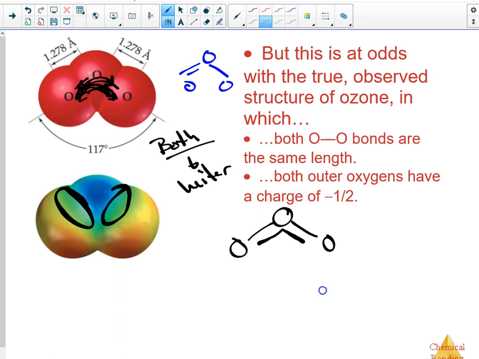But this is at odds with the true observed structure of ozone, in which both O to O bonds are the same length. That's kind of weird, because whether it's a single or a double bond would affect how long the bond is. And they found out they're equal. So, it turns out that both outer oxygens have a charge of -1/2. Which is kind of screwy, but don't stress much about this.